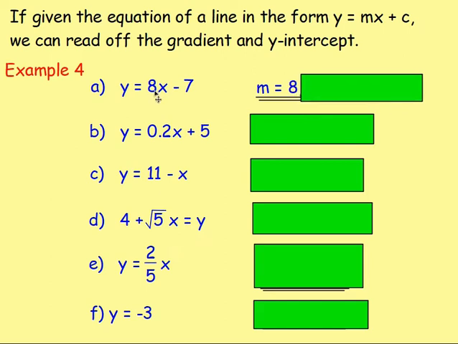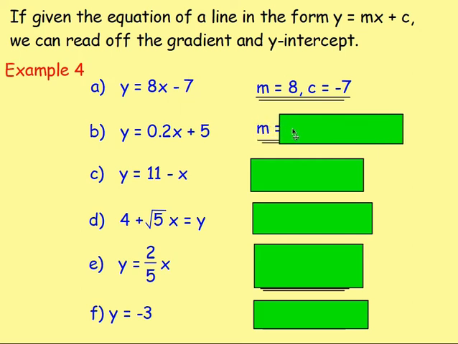Perfect, it's just going to be 8 because it's 8x. Take the number in front of x and that shows you the gradient. So Habe, what would the y-intercept be? Perfect, the y-intercept is just the number that's on its own. And here you've got this take away 7. So that is your y-intercept.